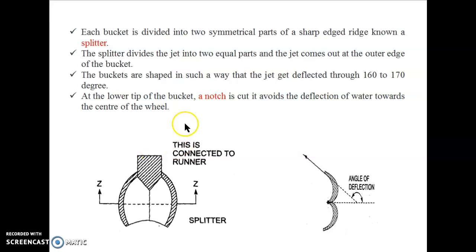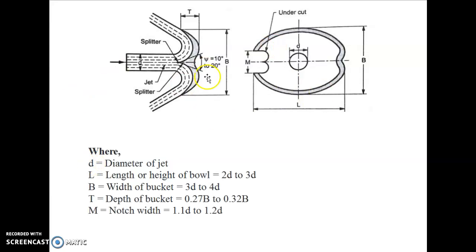Next, these buckets are shaped in such a way that the jet gets deflected through 160 to 170 degrees. That means when the jet strikes in this direction, it will deflect half part upward and half part downward, and when it gets out of this edge, it is deflected through 160 to 170 degrees. At the lower tip of the bucket, a notch is cut to avoid the deflection of water towards the center of the wheel. So this is the function of that notch. Now we have already seen this diagram.